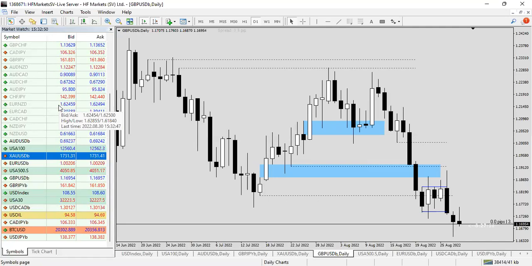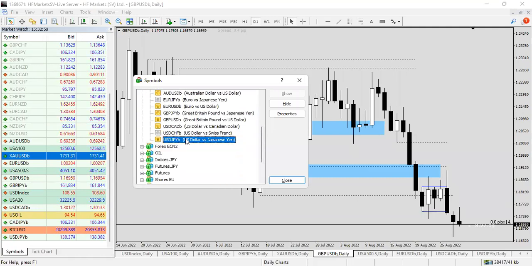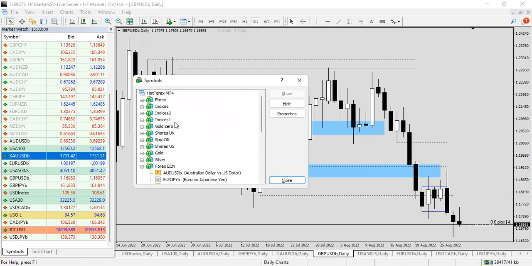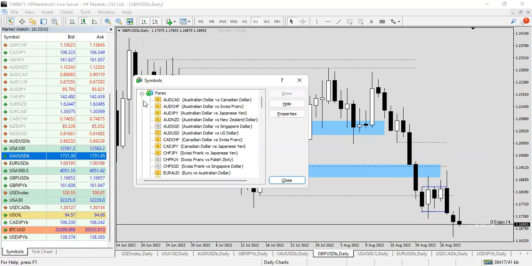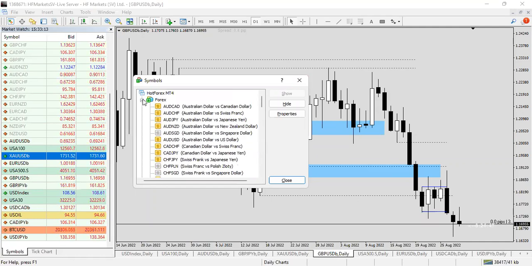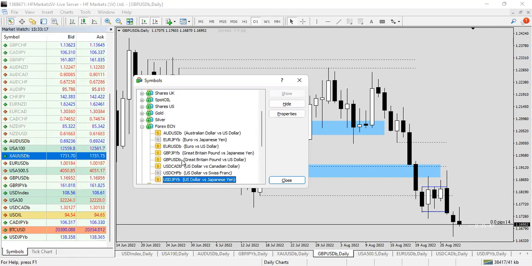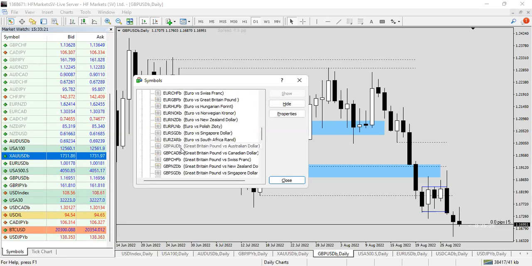I don't have it here. Control U. EG is somewhere. I don't see it. It should be here. So ECN2, yeah, should be in this. These are the zero spreads versions.